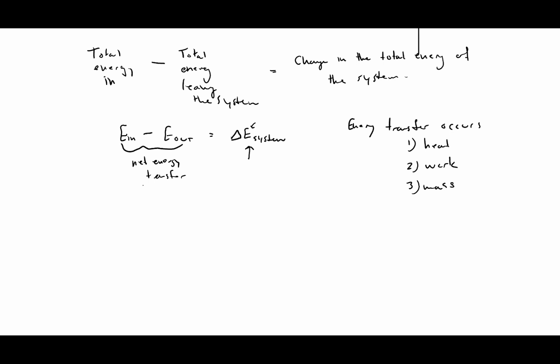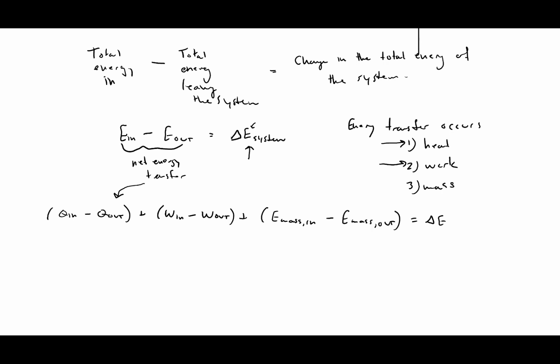And so we can say that this energy in minus energy out is equal to Q in minus Q out. So this would be the heat in minus the heat out, plus the work in minus the work out, plus the energy in by mass minus the energy out by mass. And then this is still all equal to delta E, or the change in the energy. And then this change in the energy is the change in the internal energy plus the change in the kinetic energy plus the change in the potential energy.